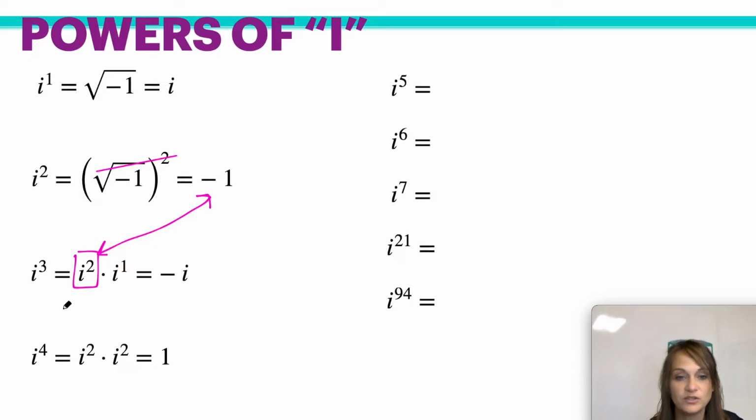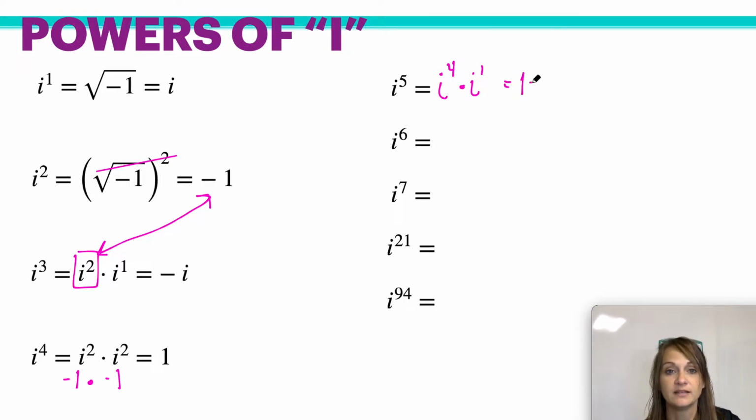i to the fourth is the same thing as i squared times i squared. We know that i squared is negative 1, and we know that i squared is also negative 1. And so negative 1 times negative 1 is a positive 1. If you kept going, i to the fifth is i to the fourth times i to the first. We know that i to the fourth is 1, so 1 times i is just going to give me i. If you notice, i to the fifth is the exact same answer as i to the first.